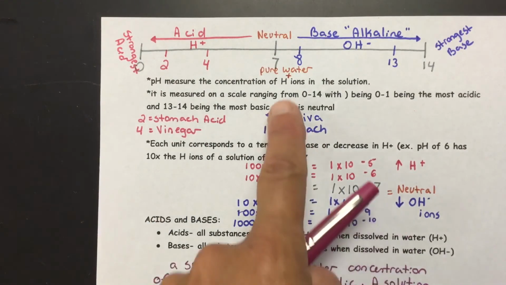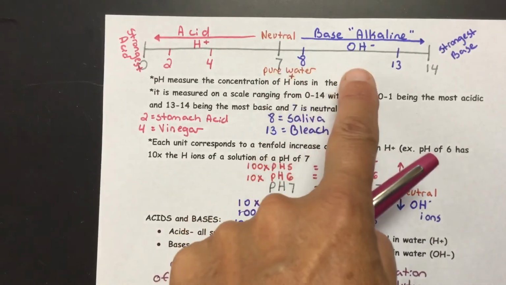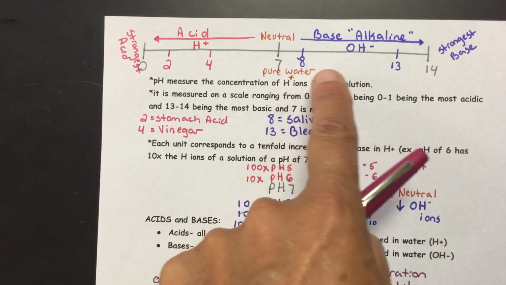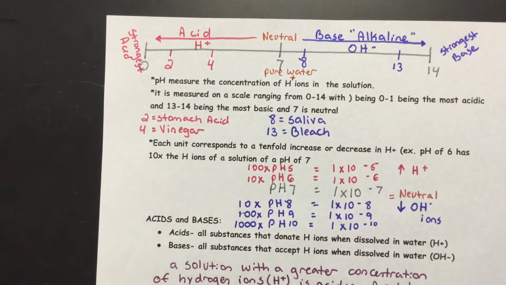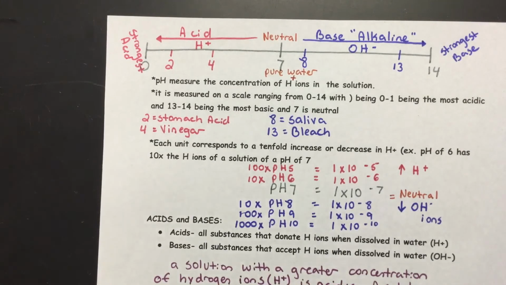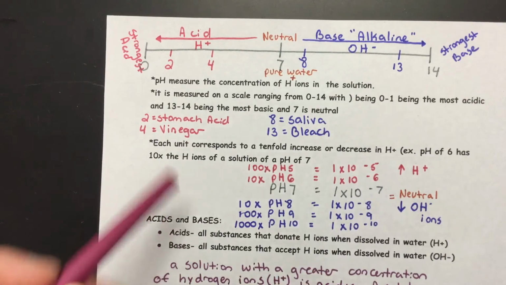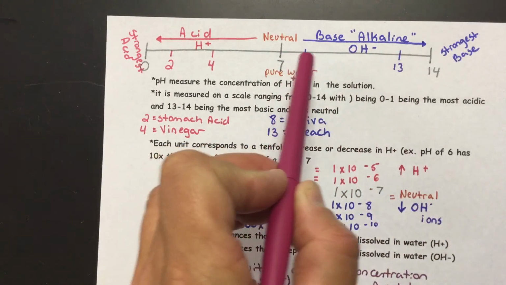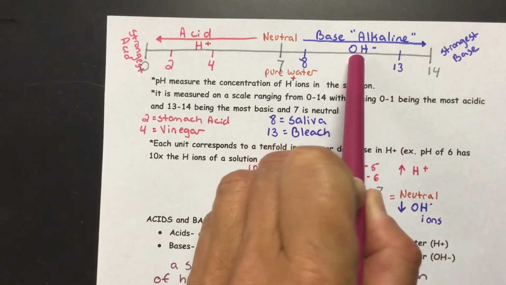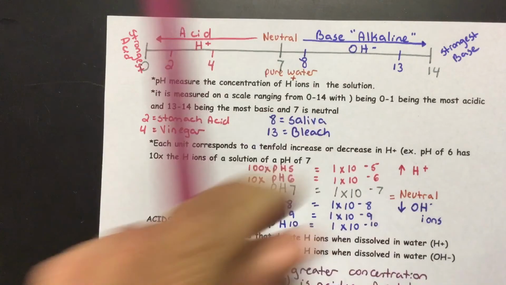If I go the other way, I'm now looking at hydroxide ions. I gain more hydroxide ions as I move my way up. So my strongest base is going to have the most hydroxide ions than my acid will. And these alkalines or bases will go from anywhere from 7.1 all the way up to 14. So pH is actually the measure of concentration of hydrogen ions in solution. Do I have a whole bunch of hydrogen ions in solution, or do I have very few? If I have very few hydrogen ions, that means I have a ton of hydroxide ions.